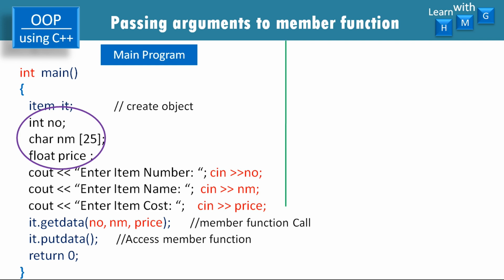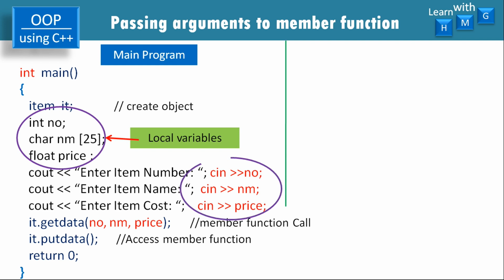Now here these are acting as local variables in the main program, and the same local variables we are using as actual arguments to call the getdata function with arguments. So like this, after declaring local variables you have to accept the values of these three variables and then pass these three variables as actual arguments to the getdata function. So these are the steps you have to follow whenever you are calling the member function with arguments.